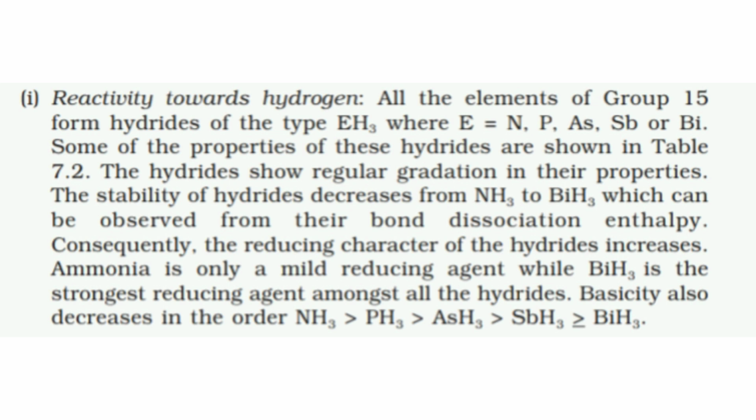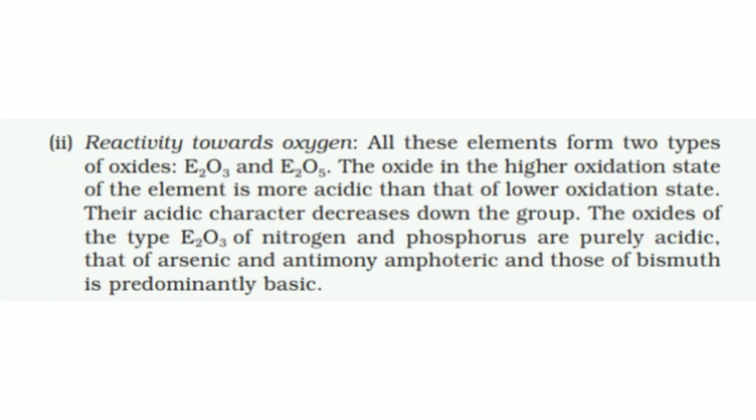Basicity also decreases in the order NH3 > PH3 > AsH3 > SbH3 >= BiH3. Reactivity towards oxygen. All these elements form two types of oxides, E2O3 and E2O5. The oxide in the higher oxidation state of the element is more acidic than the oxide of the lower oxidation state. Their acidic character decreases down the group.